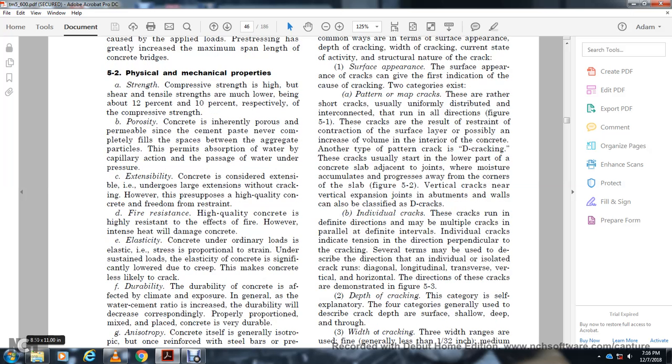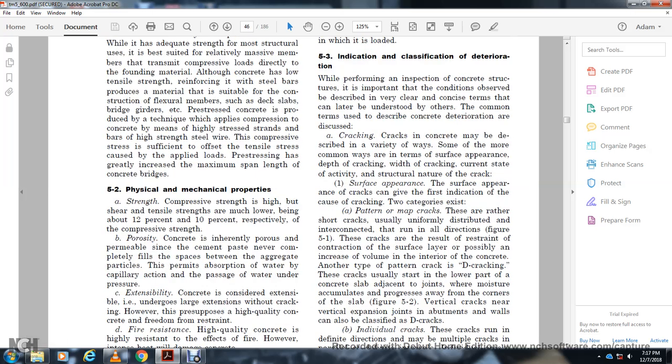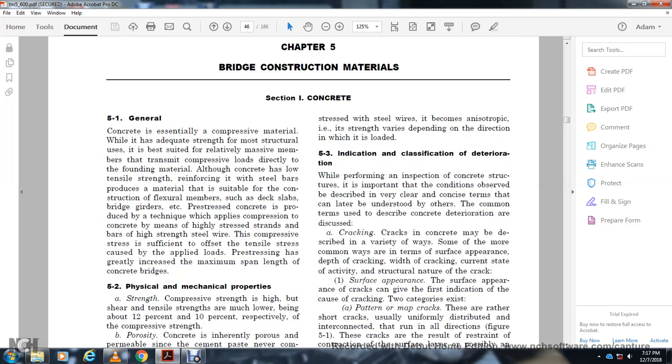elasticity of the concrete is significantly lower due to creep, which makes the concrete more likely to crack. Durability: the durability of concrete is affected by climate exposure, as well as the water cement ratio. As the ratio increases, durability will decrease correspondingly. Properly proportioned and mixed in place, concrete is very durable. Anisotropy: concrete itself is generally isotropic, but once reinforced with steel bars or prestressed with steel wires it becomes anisotropic, and strength varies depending on the direction in which it is loaded.